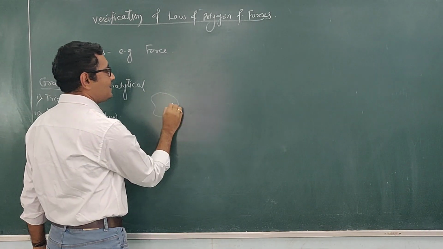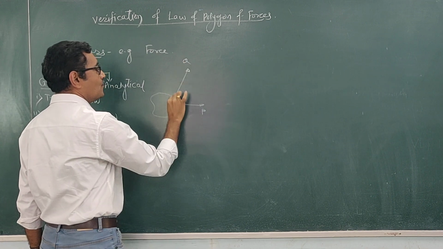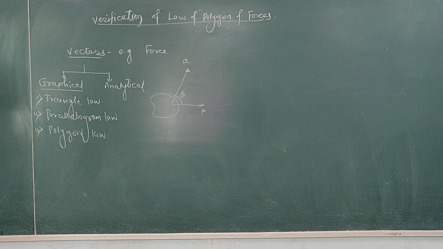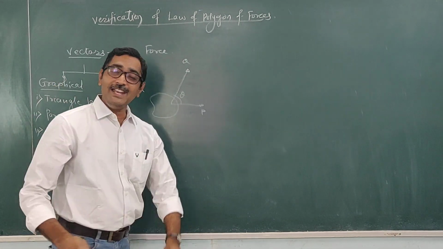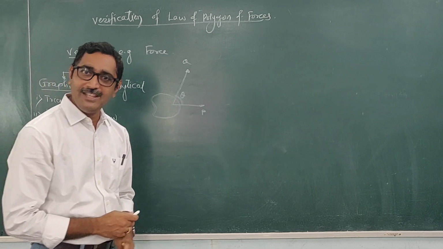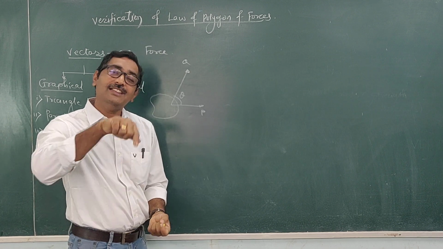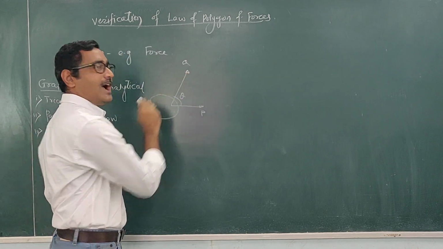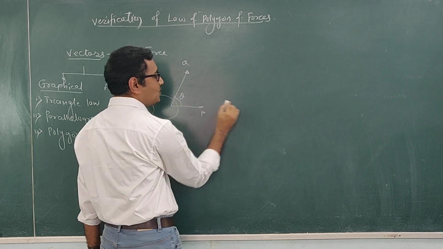For example, suppose two forces are acting on a body. Here this is P and this is Q, which makes an angle of theta degree with horizontal. If I want to add these two force vectors, the triangle law states that when two forces acting on a body are represented by two sides of a triangle taken in order, then the third side of that triangle represents their addition taken in opposite order. I am talking only about the addition. So if I want to add these two vectors, P and Q, you have to represent this force P graphically.